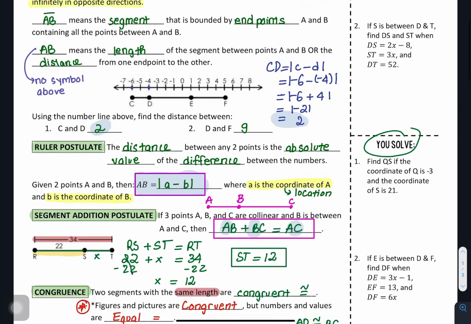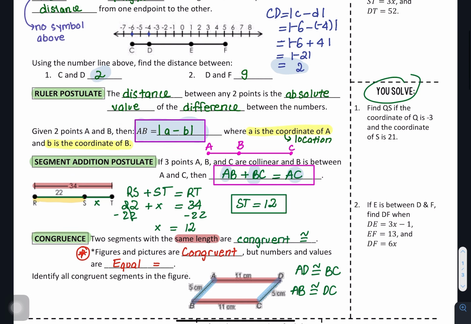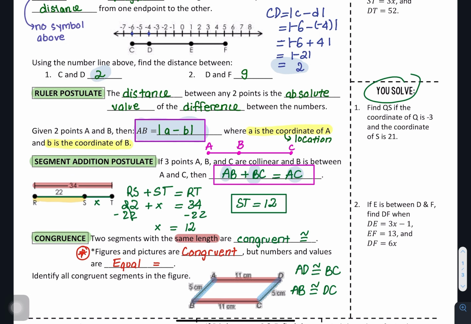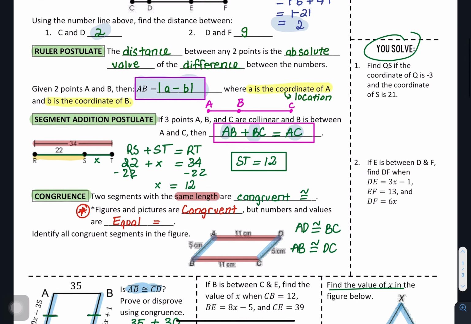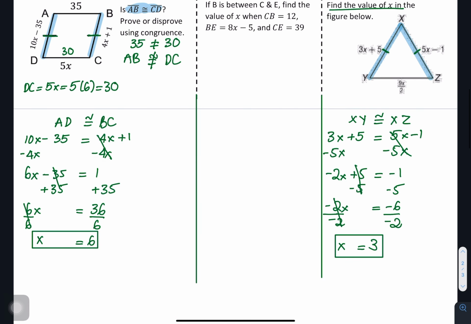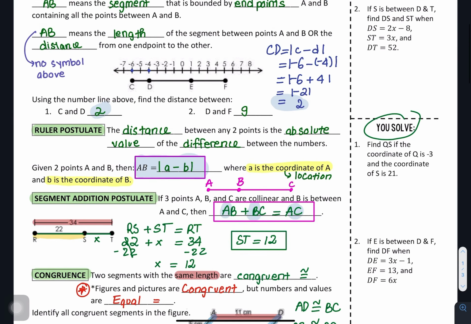So your homework today will be the you solve. I will post this into the Google form and you will submit your answer on there. That is it for today's lesson. Hopefully you can understand these postulates and the congruence. If you have any questions, I'll be back on Thursday and we will talk about our 3 lessons for the past 3 days.